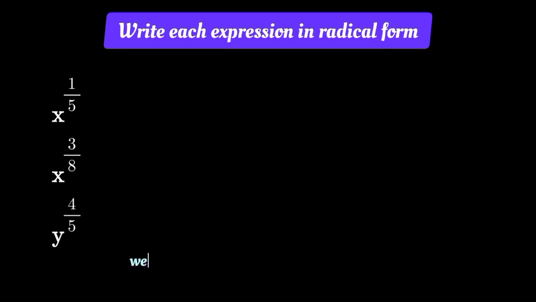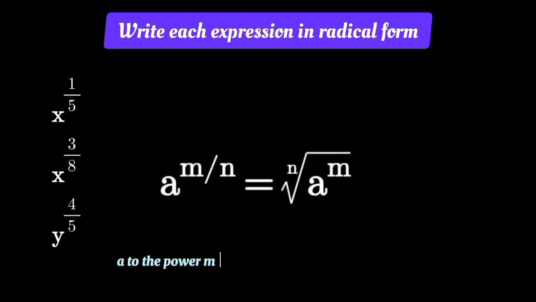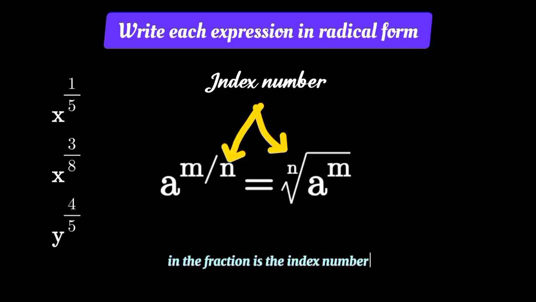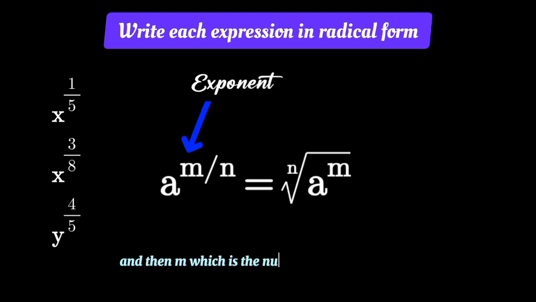In today's video, we are going to attempt solving some examples on converting exponential forms to radical forms. Before we go ahead and start solving, let's go through a particular law of indices. It says a to the power m over n is equal to the nth root of a raised to the power m. So here we can say n, which is the denominator in the fraction, is the index number, and then m, which is the numerator, is the exponent.